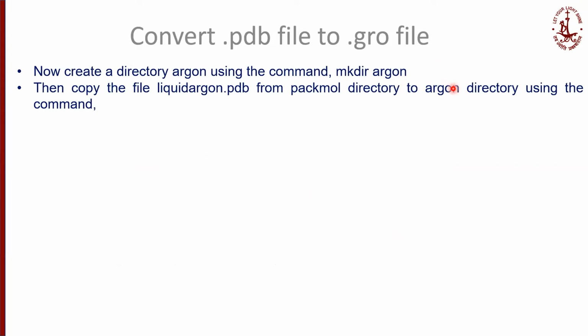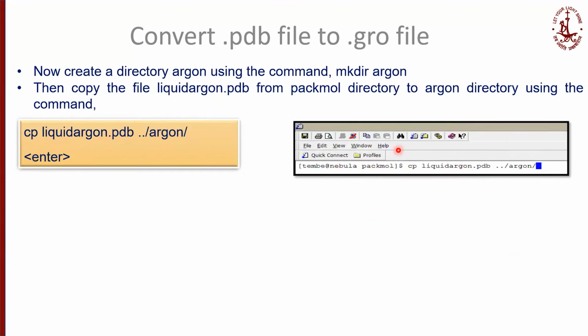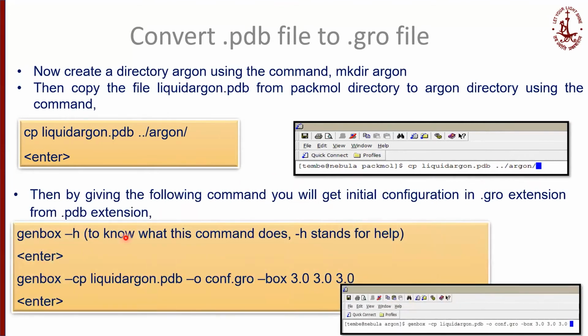Then you copy that liquid argon.pdb from the PACKMOL directory to the argon directory using this command. cp means copy, liquid argon.pdb, then a dot. That means it will come out of this directory and copy this to the argon directory. Type enter like this. Once it is done, if you type this particular command, you will get the initial configuration in .gro extension.